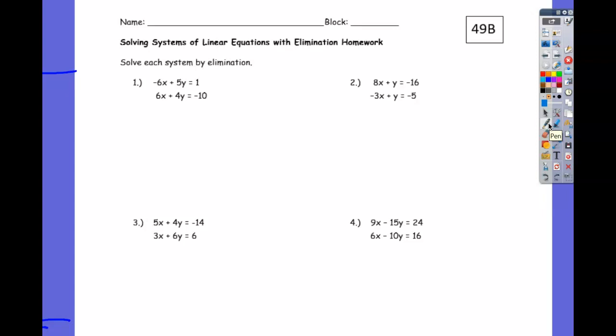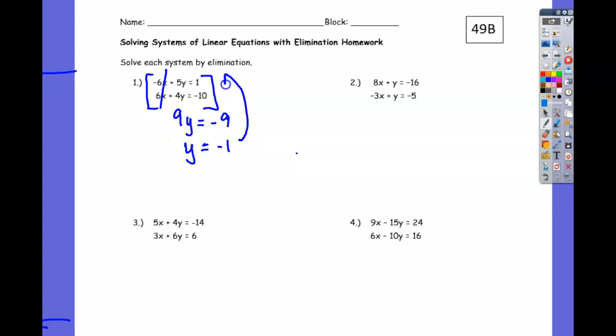So the first part starts out and you're just going to set it up so that you can eliminate. Notice we're lined up here, so the x's would cancel out. You get 9y is equal to -9. You just add the two equations together and then solve. y would be equal to -1.